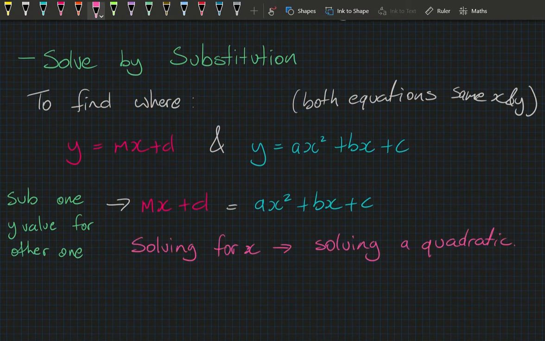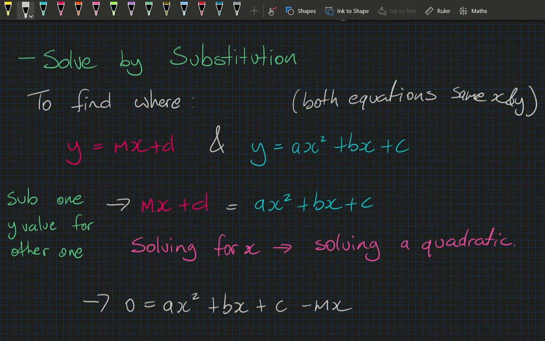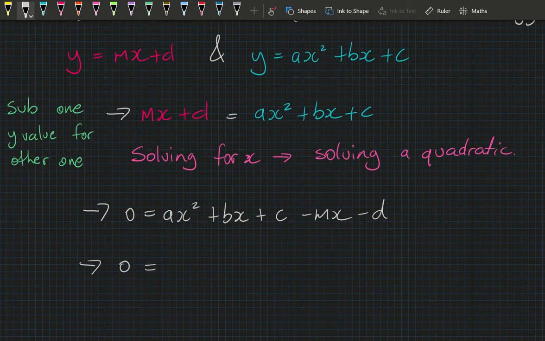So if we look at the line above, if I subtract mx plus d from both sides, we end up with 0 is equal to ax squared plus bx plus c minus mx minus d. And if I collect like terms now, that's ax squared plus (b minus m)x plus (c minus d). I've written it in this way because in practice, you won't have two algebraic terms there, you'll have a number that you've done that with.